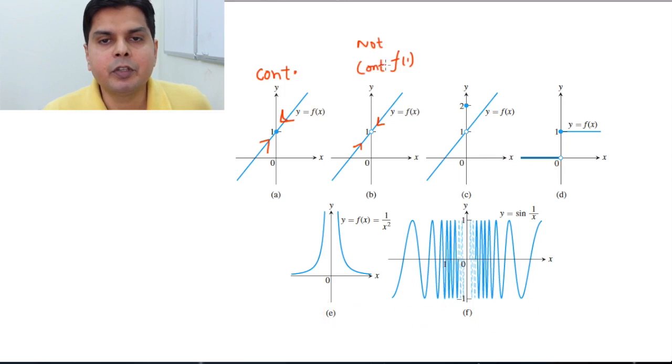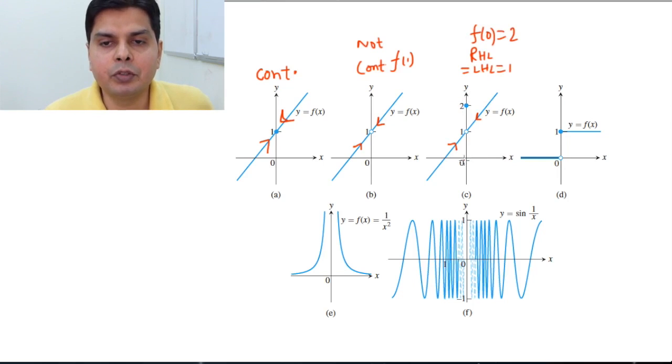Similarly, you see this function. In this case also, the right hand limit and left hand limit are equal, but the value of the function at x is equal to 0 is equal to 2. So the right hand limit is equal to the left hand limit is equal to 1, but f(0) is equal to 2.